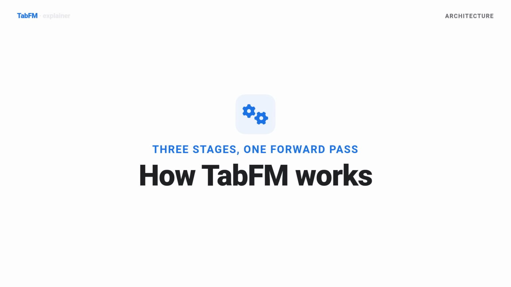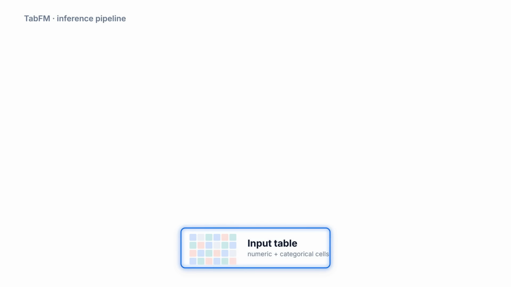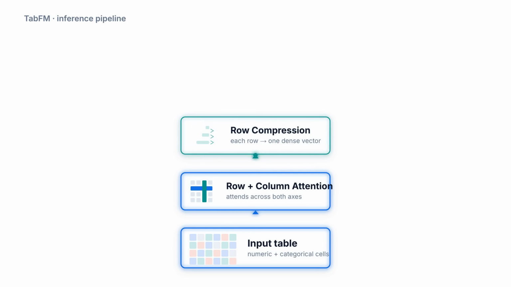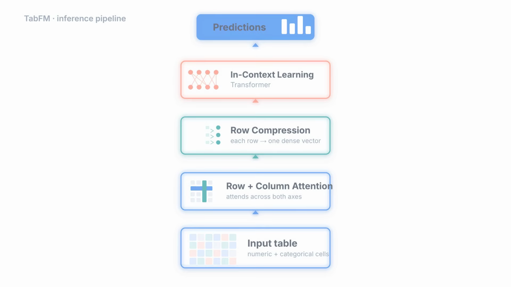So how does it actually work? Under the hood, TabFM is a hybrid transformer with 3 stages. Let us walk through them. At a glance, the table enters at the bottom. First, attention runs across both columns and rows. Next, each row is compressed into a single dense vector. Finally, a dedicated transformer performs in-context learning over those vectors and reads out predictions.